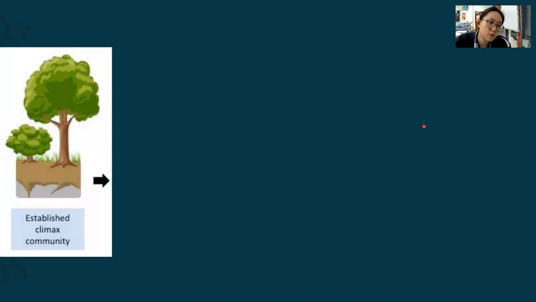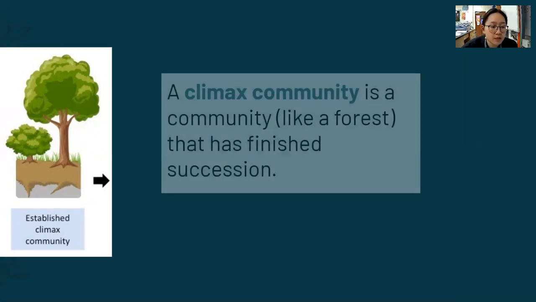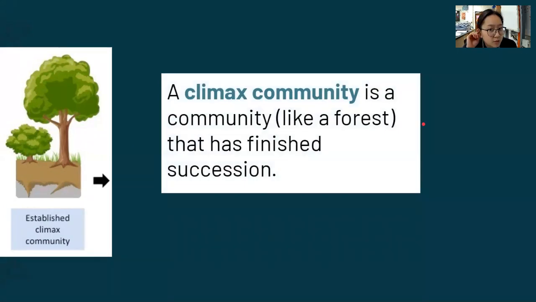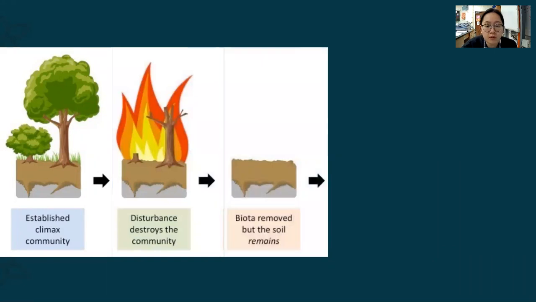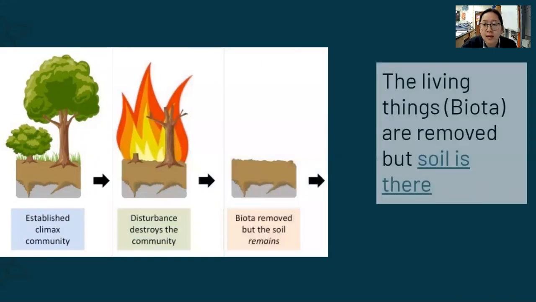So this is an example of what the cycle looks like if you keep having an area go through succession. So you have an established climax community, which is like a forest that has finished succession, but then a disturbance will destroy the community, and then biota is removed, but the soil remains. The living things will either already be dead and decomposed, or they'll become part of the soil, or they'll be removed, for example, by humans to speed up the process of ecological succession.